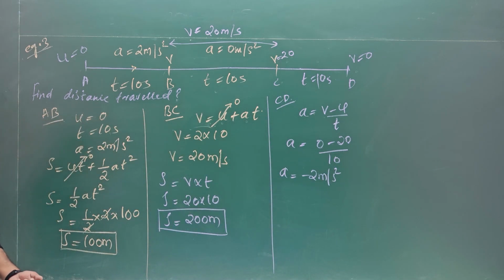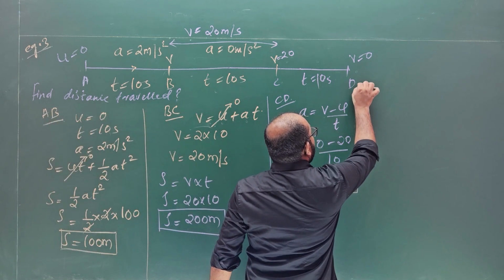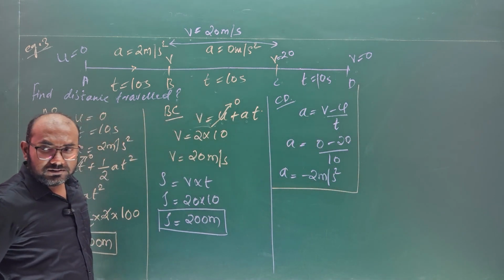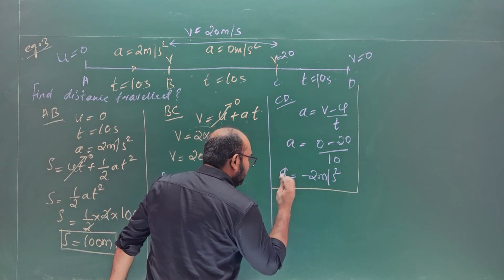Okay. Now, we need to calculate the displacement. Either use V square minus U square is equal to 2AS, or S is equal to UT plus half AT square. Don't panic about which formula you have to use. Use whatever formula you want from those three. You will reach the final destination. Okay. Now, let me do it with both.